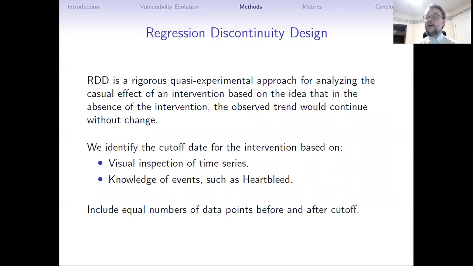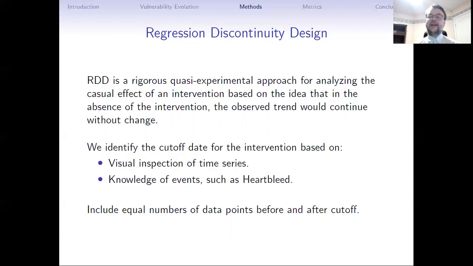So for analyzing our activity and code metrics, we're going to use a regression discontinuity design. This is a quasi-experimental approach to evaluate the causal effect of an intervention, in our case, the Heartbleed vulnerability and the project's responses to Heartbleed. The idea is that we can observe the intervention based on how the time series changes afterwards, with the idea that it would have remained the same without the intervention.